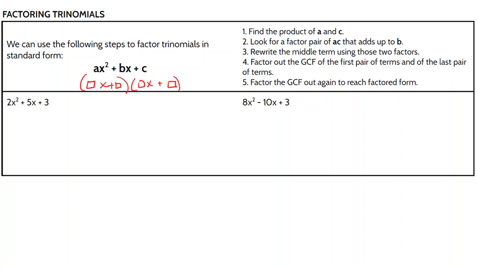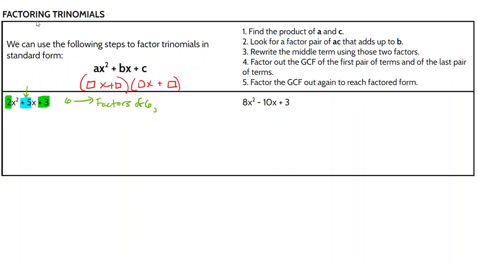So if we look at our first polynomial here, 2x squared plus 5x plus 3. The first thing that we're going to do is find the product of the coefficient of x squared and our constant. If I take those two and multiply them together, that's going to be equal to 6. So now I'm going to be looking for factors of 6 that need to add up to my middle term, 5.